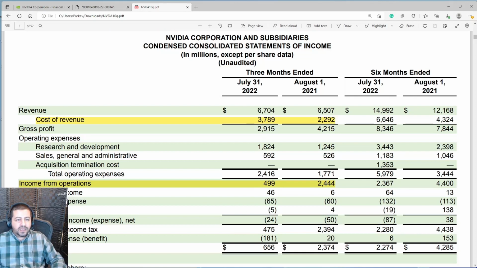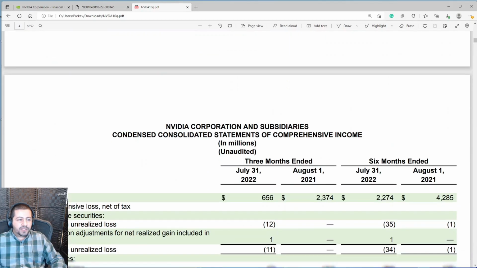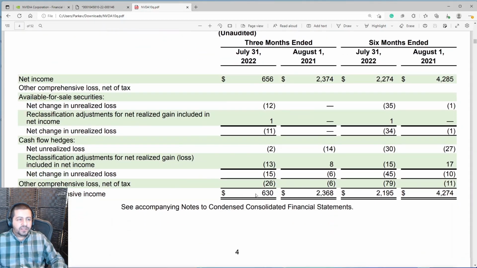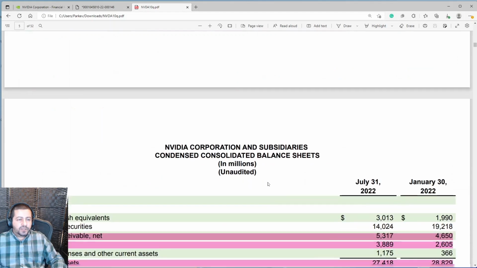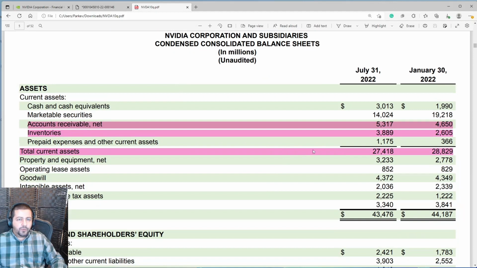And so because of that big increase in cost of revenue, the income from operations fell to 500 million, down from 2.44 billion in the same quarter last year. And similarly, in the 6 months ended, its income from operations decreased to 2.36 billion from 4.4 billion. Okay, let's look further down its financial statement, and we can skip over this next one, and we'll get to its balance sheet as of July 31.